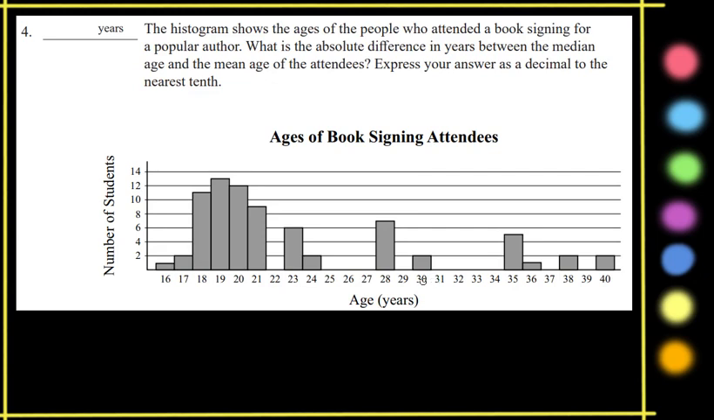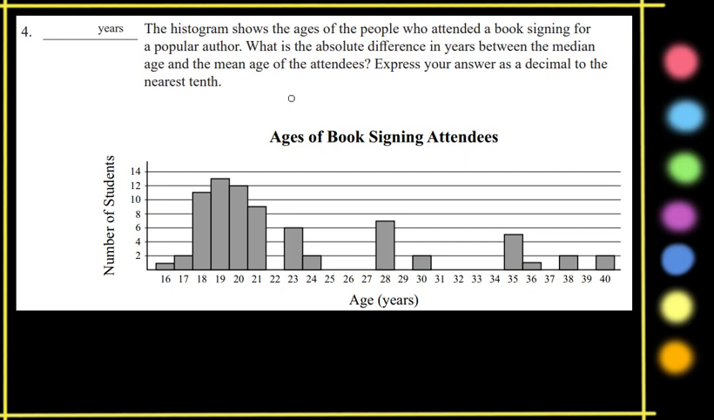This one requires a lot of calculation and some patience to go through because you've got a giant histogram here. And they're saying that it shows the ages of the people who attended a book signing for a popular author. What is the absolute difference in years between the median age and the mean age of the attendees? Express your answer as a decimal to the nearest tenth.